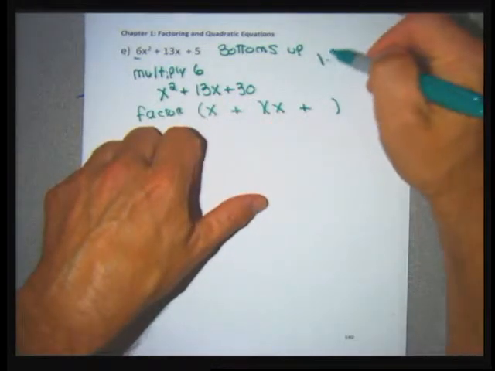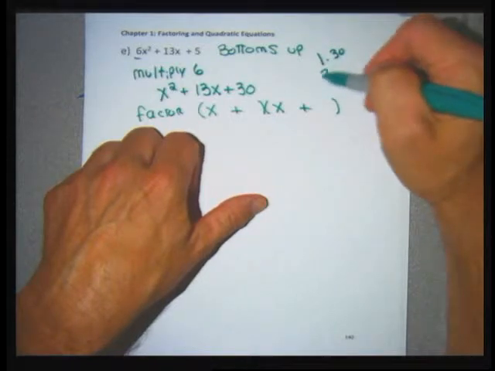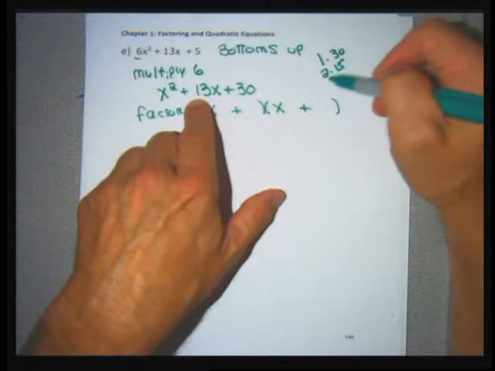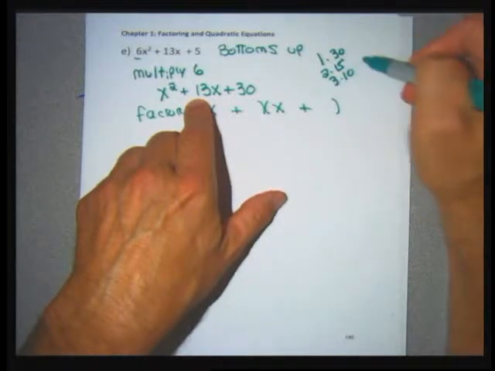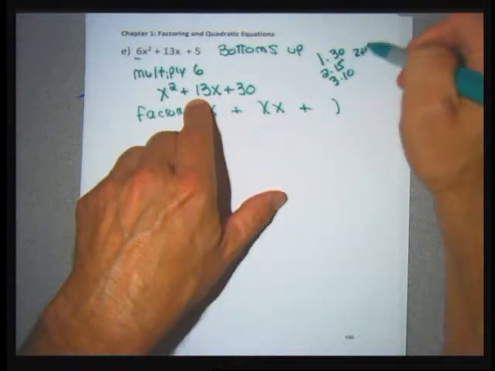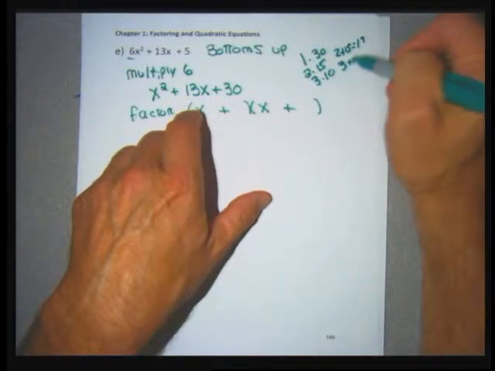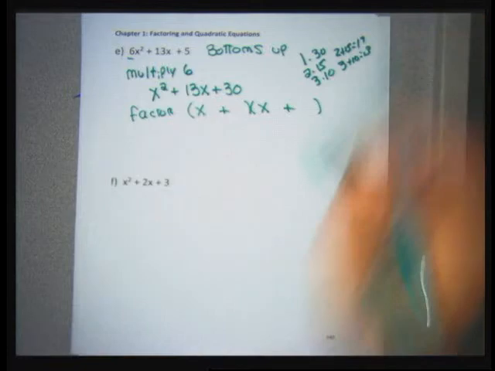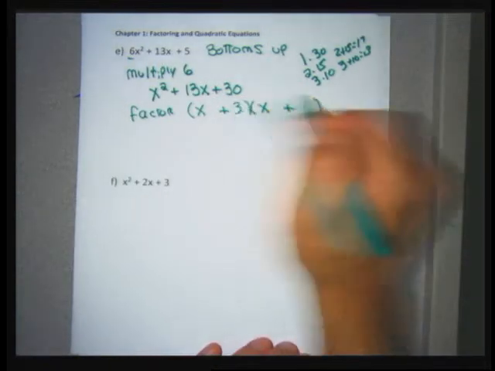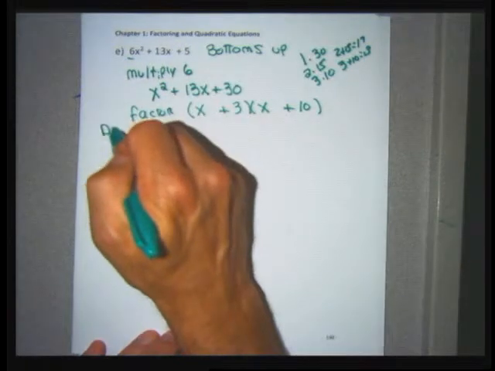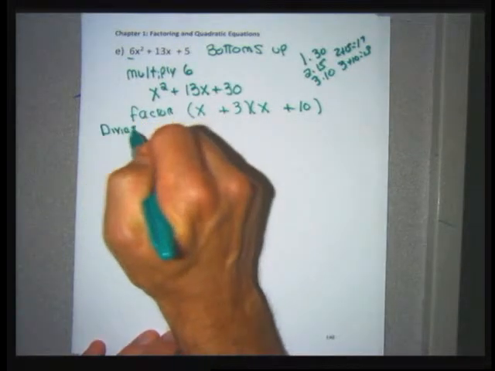Positive factors of 30 are 1 and 30, 2 and 15. That actually gives me a 17 and not a 13. It's the 3 and 10 that I need because 2 plus 15 is not 13, it's 17. 3 plus 10 is my 13. So next to one of the plus signs I need a 3, next to the other plus sign I need a 2. And now I need to finish up.